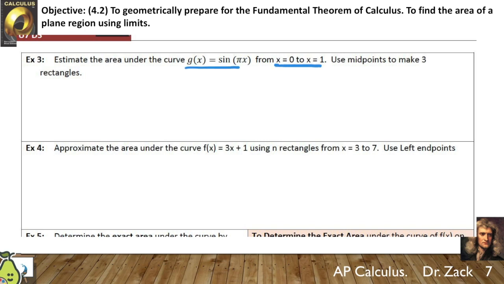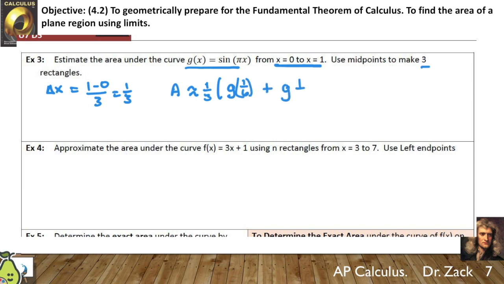For number 3, you're told to estimate the area under the curve given g of x from x equals 0 to 1, using midpoints, make 3 rectangles. Okay, so for this one, I do not suggest that you use a formula with summation notation. Just do the work. Your delta x is 1 minus 0 over 3, or 1/3. So what do we know? The area is approximately equal to your 1/3 times g at 1 over 6. Remember, we're using midpoints. Plus g at 1/2 plus g at 5 over 6.